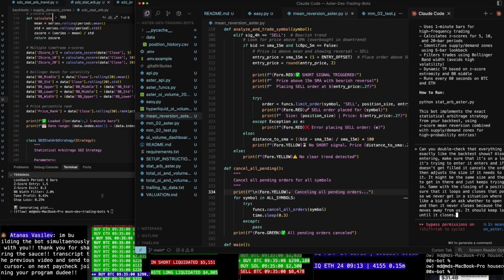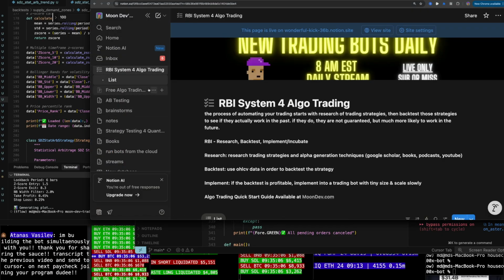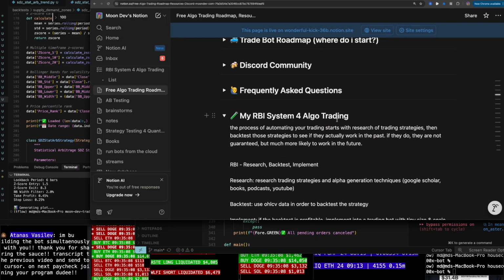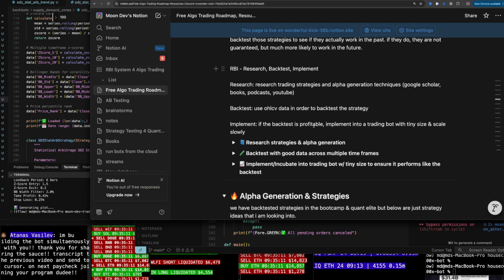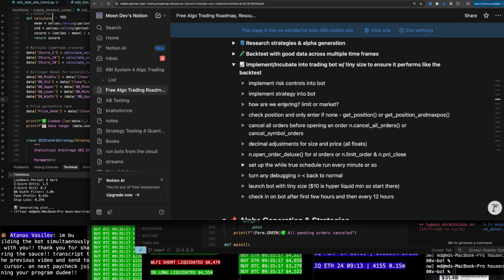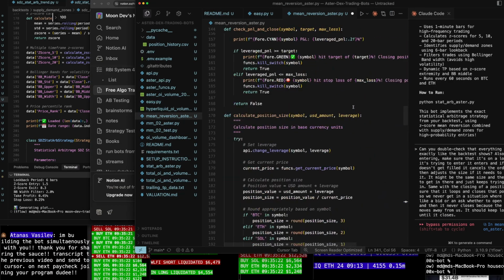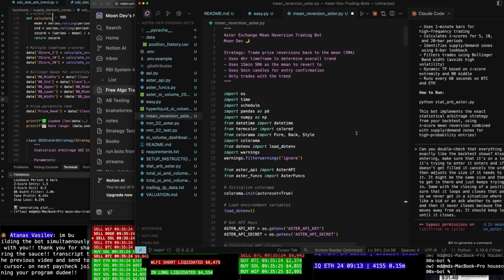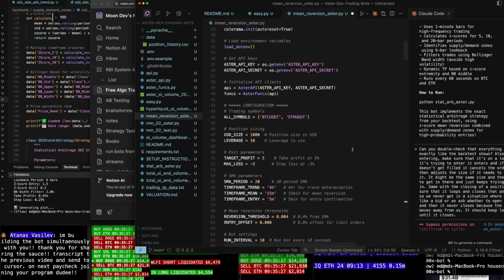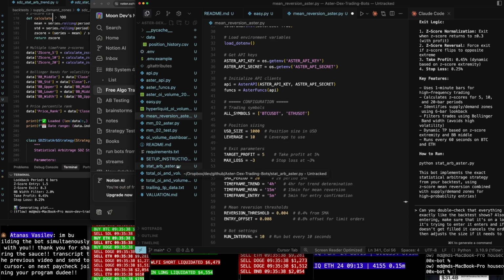Let's see if there's anything else on my to-do. So this is the RBI system, free algo trading roadmap. You can go ahead and look at it. It's my whole roadmap. I even follow it for myself. Implementation notes here, risk controls. Okay, strategy into bot. Exit parameters. This is the mean reversion. So let's go to the stat arb.